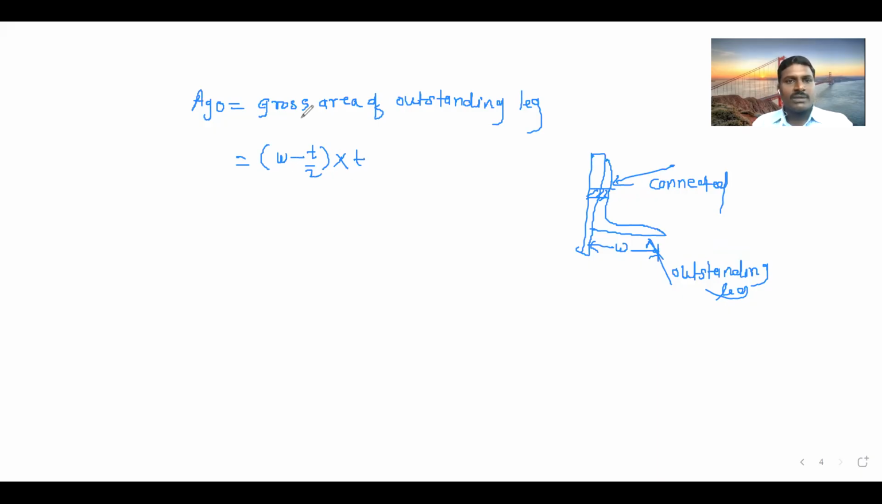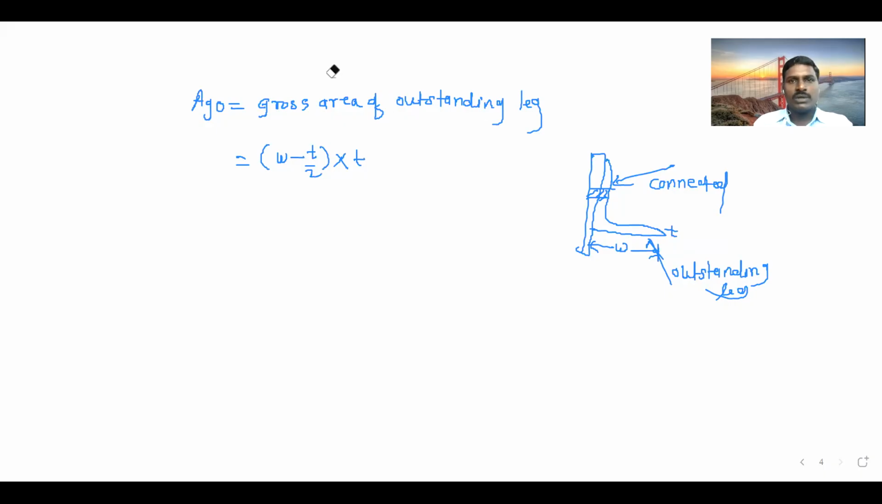So gross area. Here are there any holes for this leg? Any bolt? No, sir. So directly what we have done, W is the width, and that T by 2 average thickness we have deducted, into T. Actually W into T is the area, but this average thickness we have to deduct here. T by 2 we have deducted here, and this is your gross area of the outstanding leg. Okay, got it?